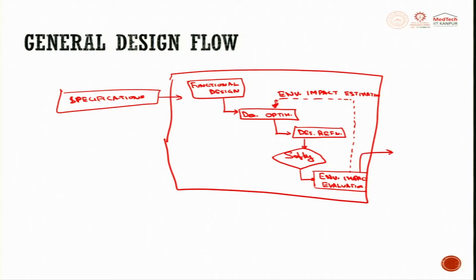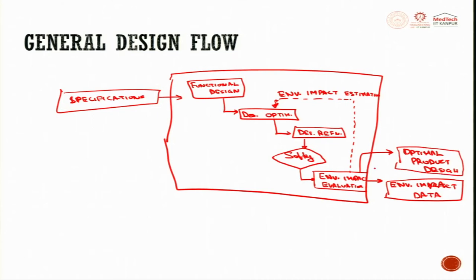That output is our optimal product design and the environmental impact. Yes, two outputs I could put here. One is the optimal product design and we have environmental impact data, to have the environmental impact analysis and the optimal product design. So this is a general design flow when we take into account the sustainable design in the framework.